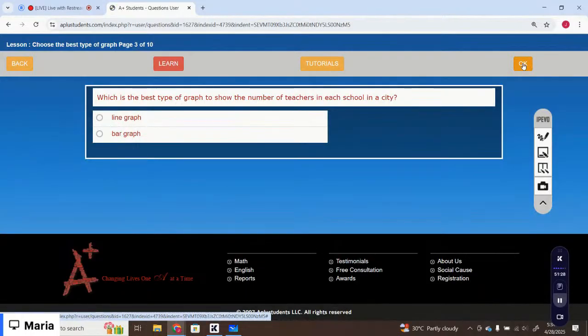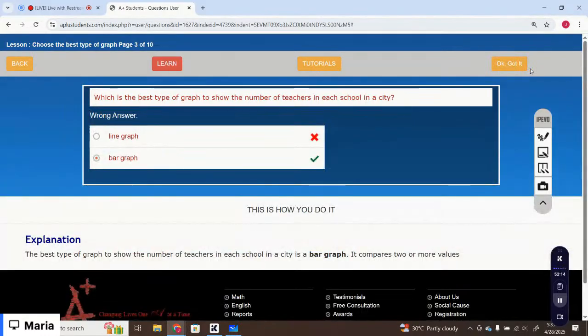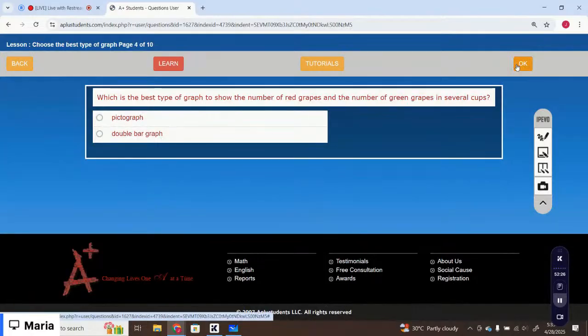Which is the best type of graph to show the number of teachers in each school in a city? That is line graph. The correct option is option number one. Why bar graph? But you're not comparing number of teachers. Yes, that is a comparison. So the correct option is bar graph.